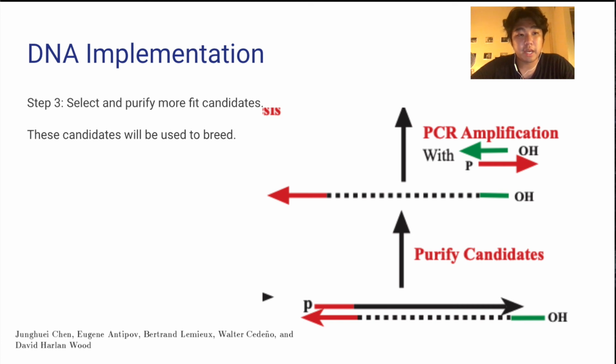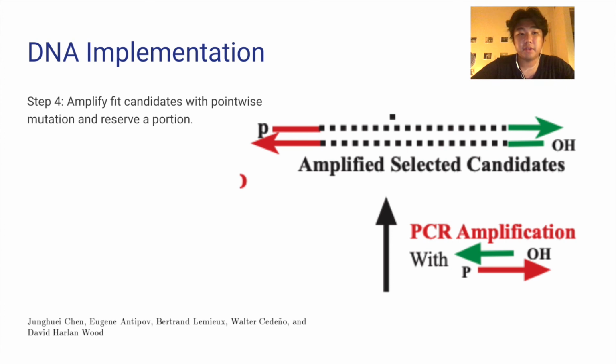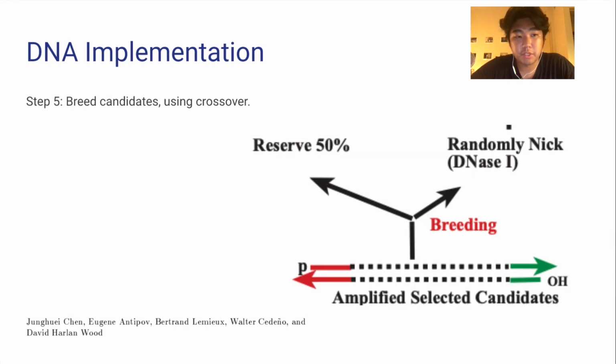After that, we go to step 4, which is we amplify fit candidates with pointwise mutation and reserve a portion. We're going to reserve a portion in the end, as we will keep separate sets for breeding and to have a clean set without breeding applied. So we go to step 5 now, which is when we do the breeding between candidates, and we're going to use a process called crossover. And as we said before, we keep a reserve set, which is 50%, and then the bred set on the right.